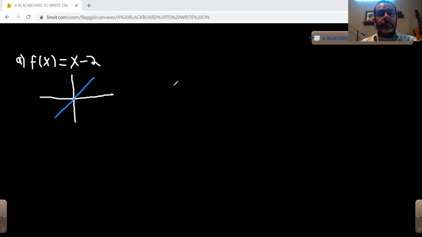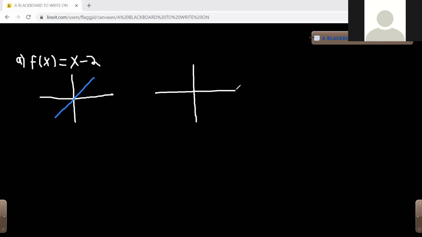Okay? After we identify the base function, now we need to know what's happening with the base function according to whatever is around the base function, okay? And so in the function that we're given, which is f of x equals x minus 2, what is happening? Can somebody tell me what is happening to the base function? It's shifting down 2 units.